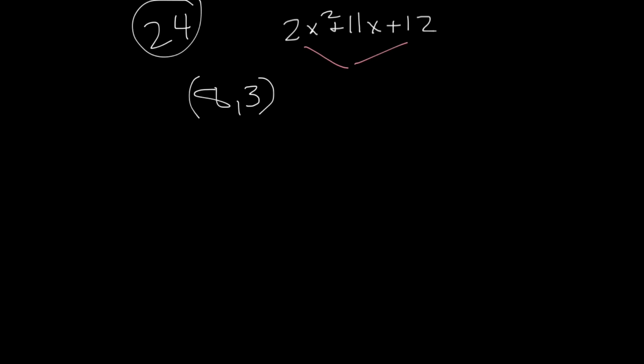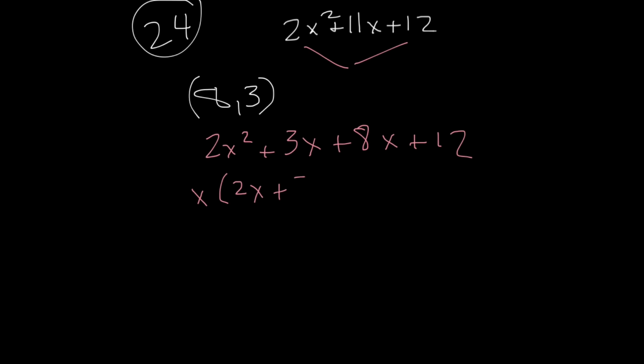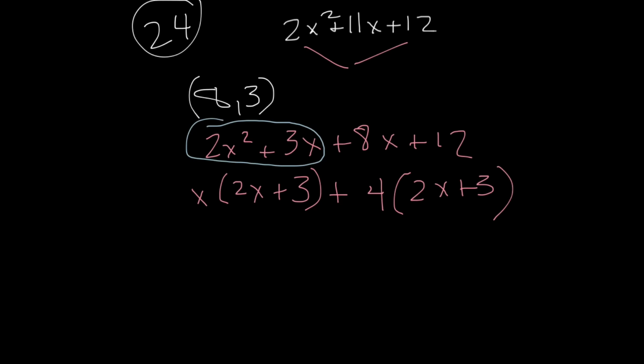So now we want to factor the equation. We want to use 2x squared plus 3x plus 8x plus 12. Now we want to continue to factor. So we want to take x and 2x plus 3. In this instance, we will be factoring this part of the equation. Now on this side, we want to take 4 and 2x plus 3. Therefore, we'll be factoring this part of the equation.